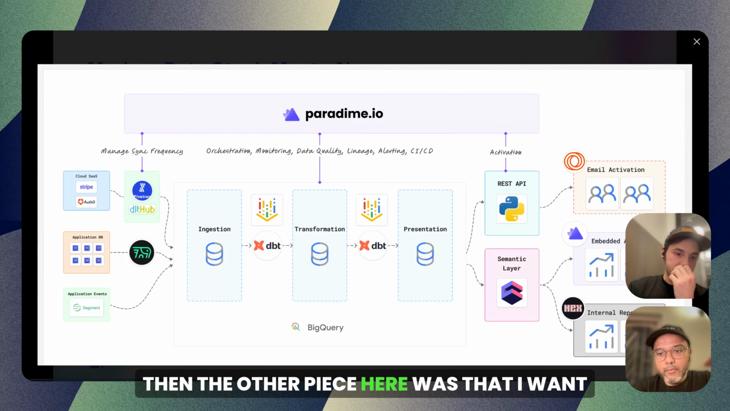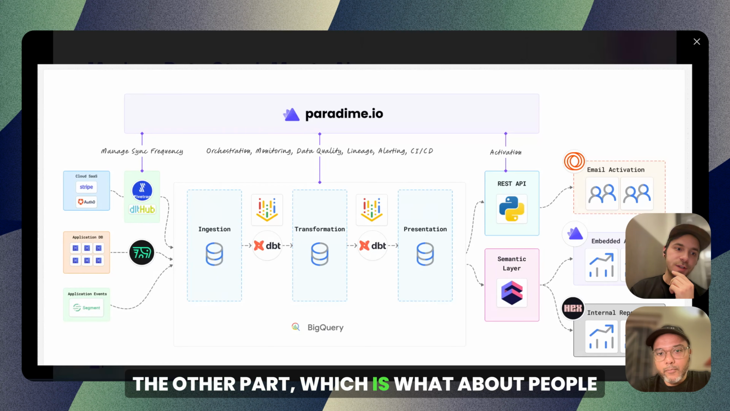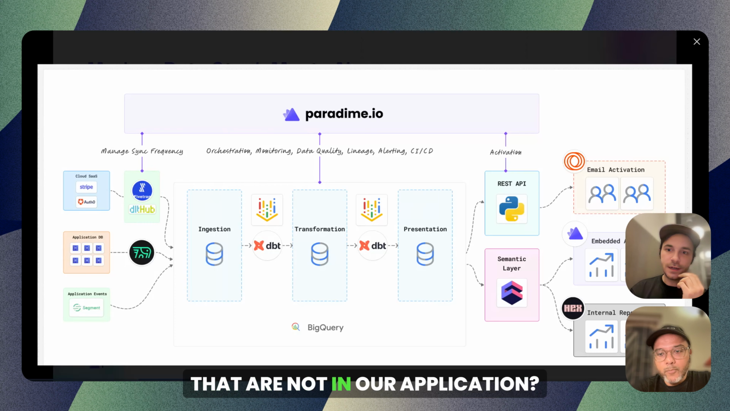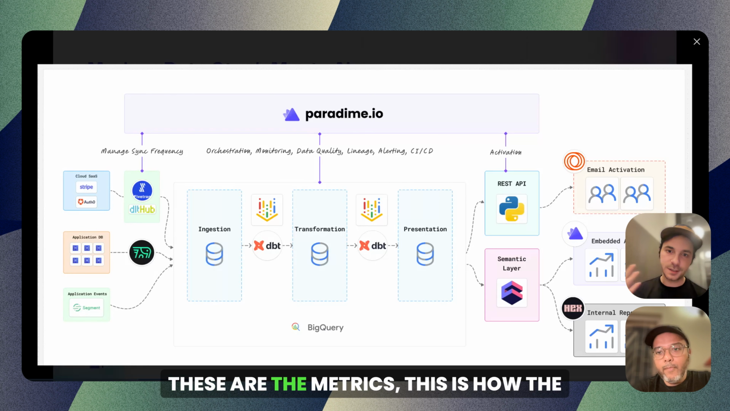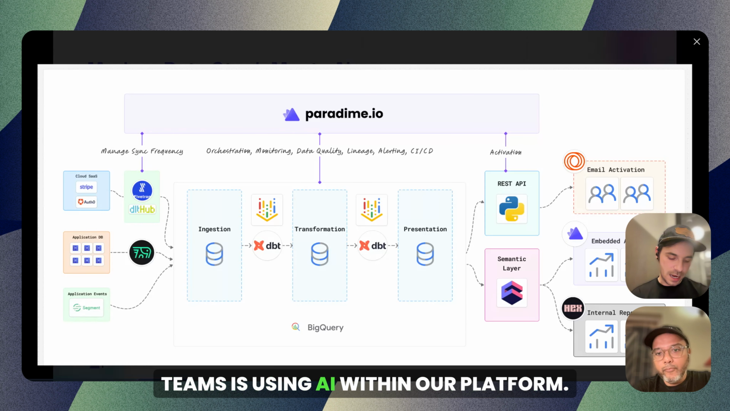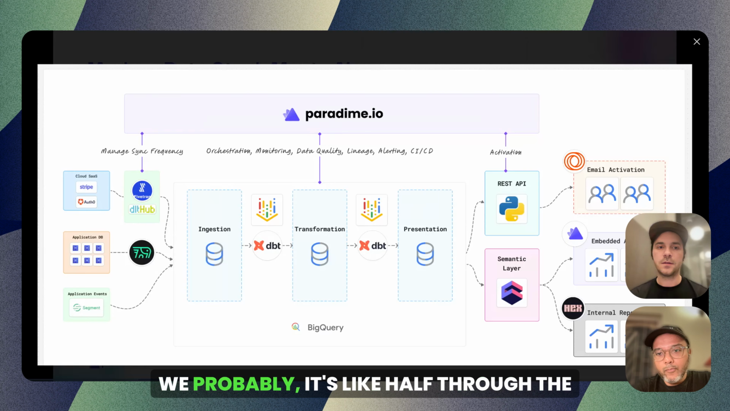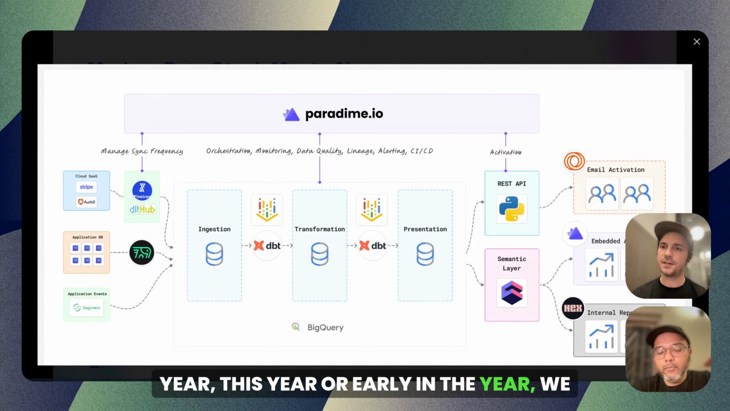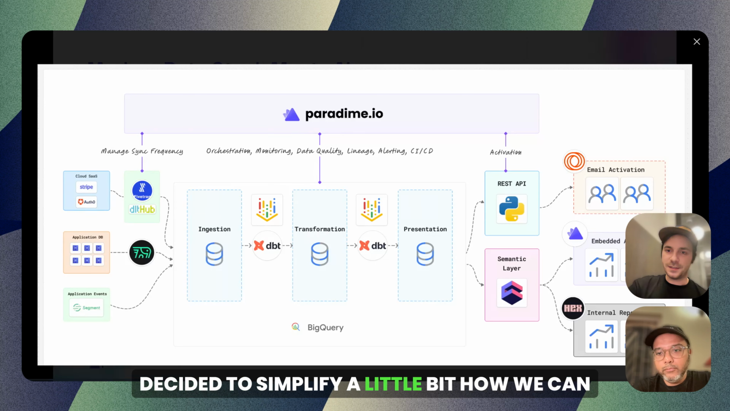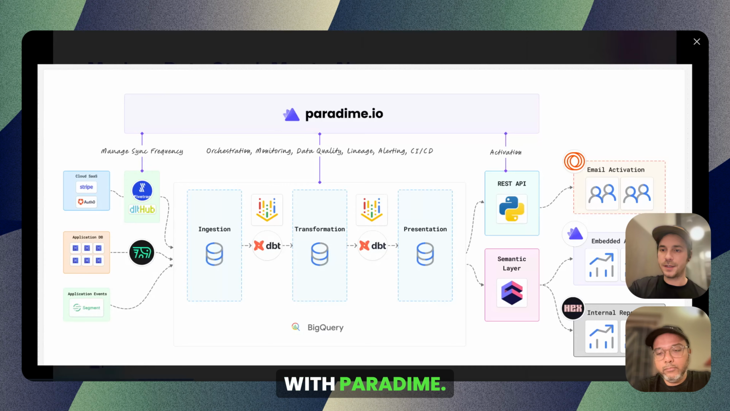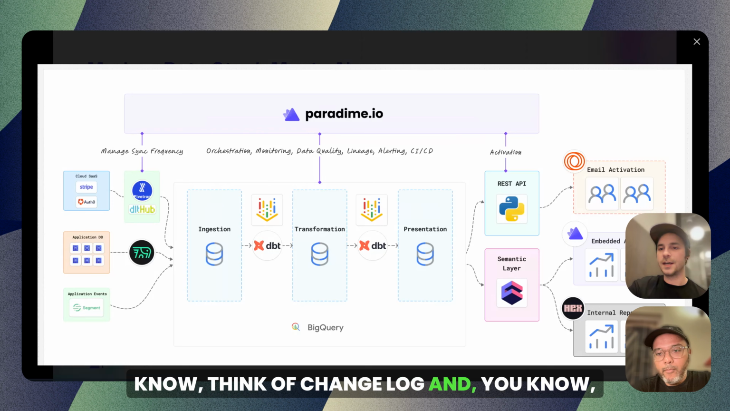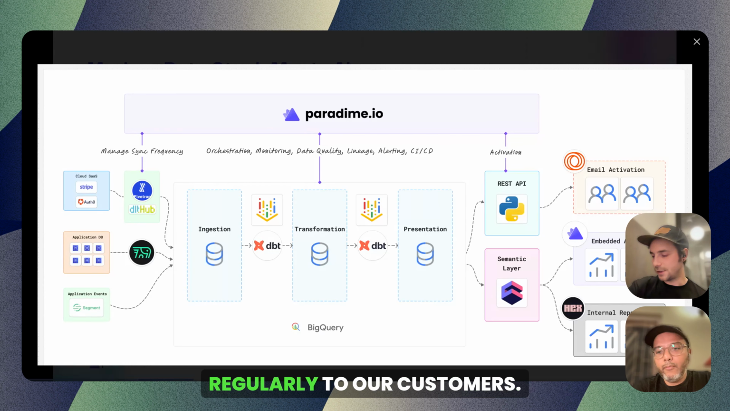Then the other piece here was around the other part, which is, what about people that are not in our application, right? We still want to send them something. We still want to let them know these are the metrics, this is how the team is using AI within our platform. So about halfway through this year, or early in the year, we decided to simplify how we manage external communication with Paradime. Think of changelog and all these sorts of things that we send regularly to our customers.